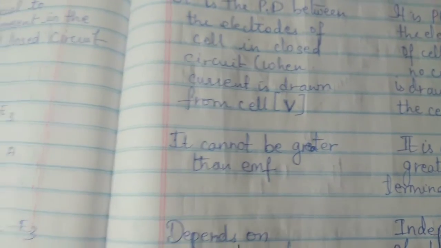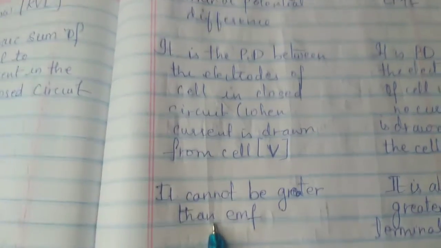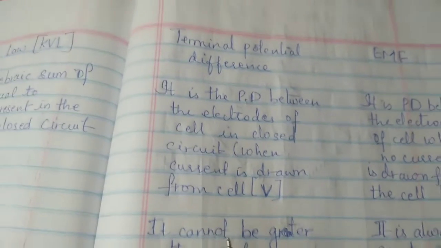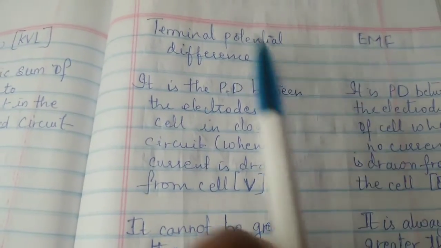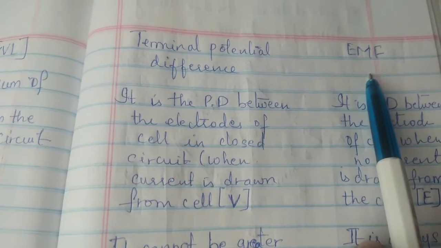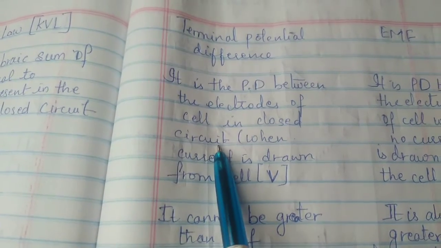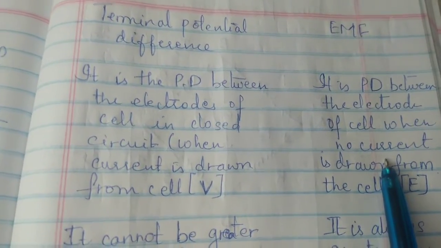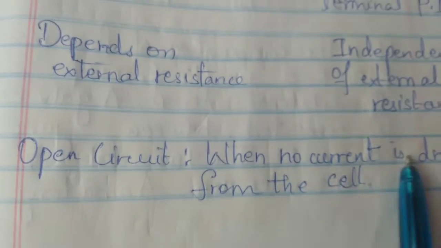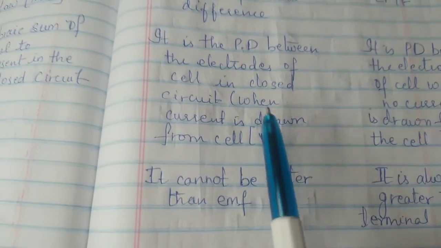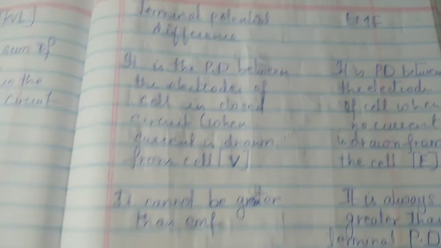And the second difference is that the terminal potential difference cannot be greater than the EMF, whereas the EMF is always greater than the terminal potential difference. These are the two prime differences to be remembered between these two parameters, terminal potential difference and EMF. The main thing which makes the difference is that terminal potential difference is under a closed circuit and EMF is under an open circuit. So what is an open circuit? When no current is drawn from the cell. What do you mean by closed circuit? When current is drawn from the cell. This is the main difference between the terminal potential difference and the EMF as a whole.